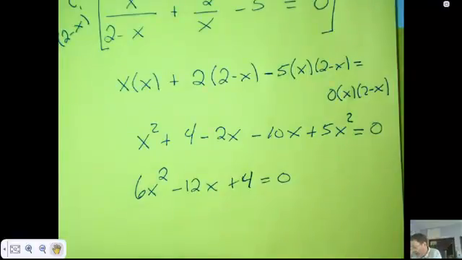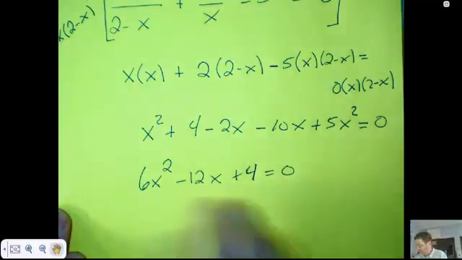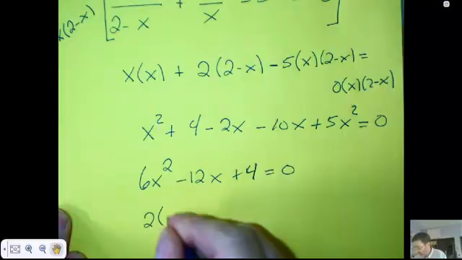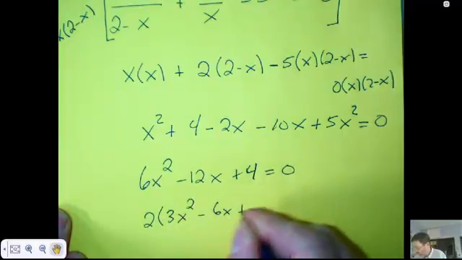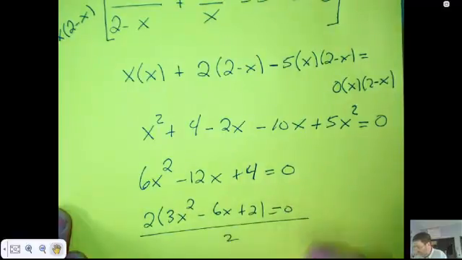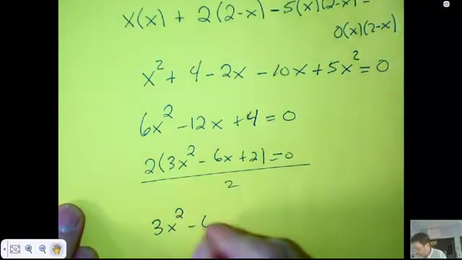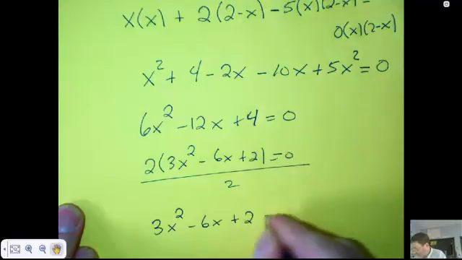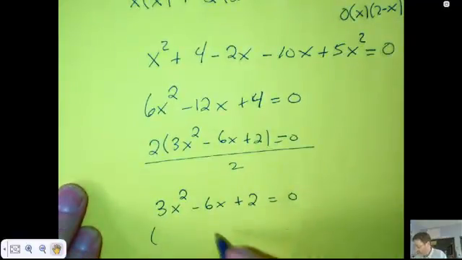Yeah, before I try to factor, what can I do to get even smaller numbers yet? I can take a, not 3, but what can I take out? 2, yeah, these are all even. This is like 2 times 3x squared minus 6x plus 2. So I can divide everything by 2. And then I've got to decide, okay, can I factor this?